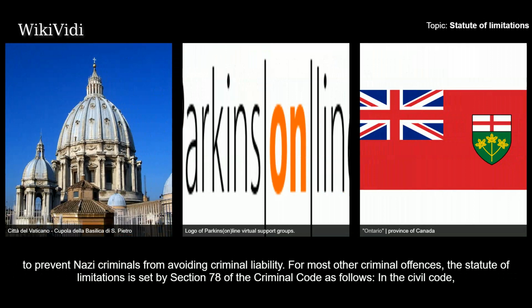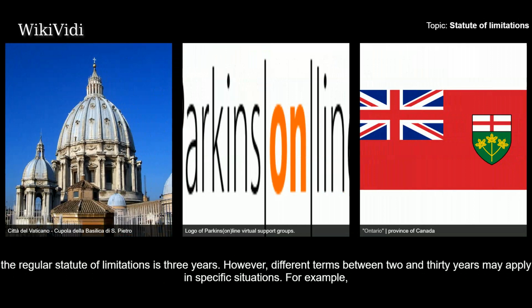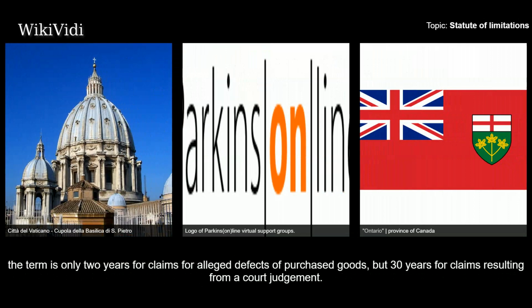For most other criminal offences, the statute of limitations is set by Section 78 of the Criminal Code as follows. In the Civil Code, the regular statute of limitations is 3 years. However, different terms between 2 and 30 years may apply in specific situations. For example, the term is only 2 years for claims for alleged defects of purchased goods, but 30 years for claims resulting from a court judgment.